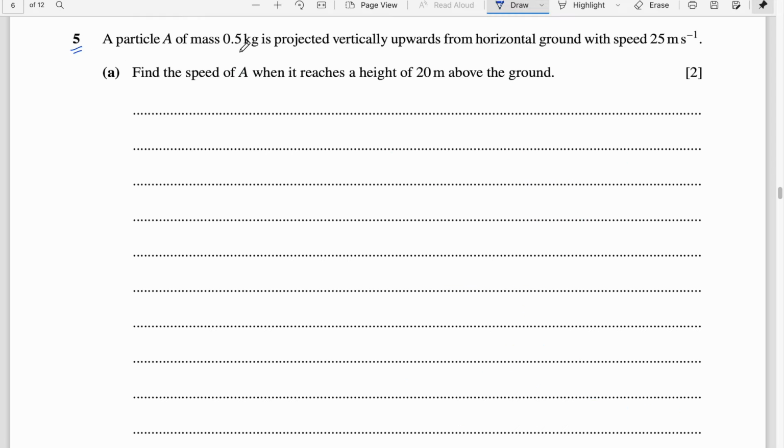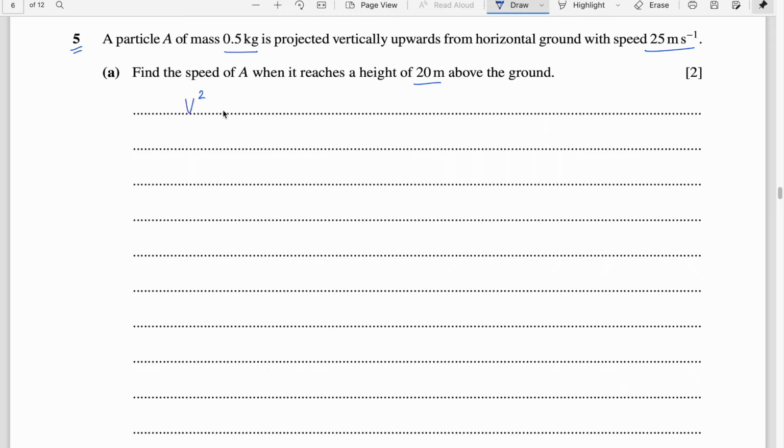Question number 5. A particle A of mass 0.5 kg is projected vertically upwards from horizontal ground with a speed of 25 meters per second. Find the speed of A when it reaches the height of 20 meters above the ground.